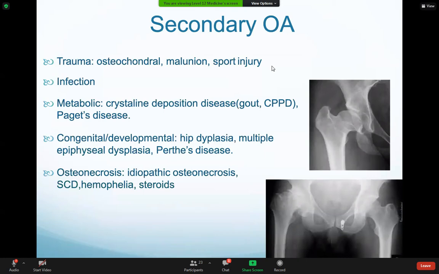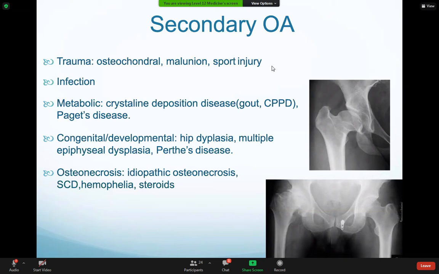Then we have secondary osteoarthritis. This is usually due to either trauma, such as an osteochondral injury or a malunion or a sport injury. It can be due to infection. It can be metabolic, such as gout and Paget's disease. It could be congenital or developmental, such as hip dysplasia, multiple epiphyseal dysplasia, and Perthes disease.